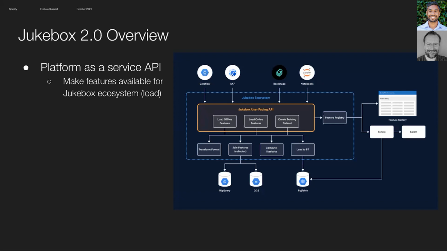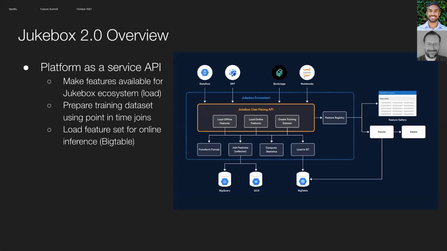So we take the functionality that we expose from the libraries that we built before and expose it as a service API. For producers, that means registering a feature in the feature registry that we have and loading an offline source for it, which basically means specifying the location and some metadata about the feature. You only have to do that once when you're producing the feature. For consumers, users can specify their desired features, and Jukebox joins them together to produce a training data set for their model, and then makes those features available in Bigtable or GCS storage for real-time or batch inference.